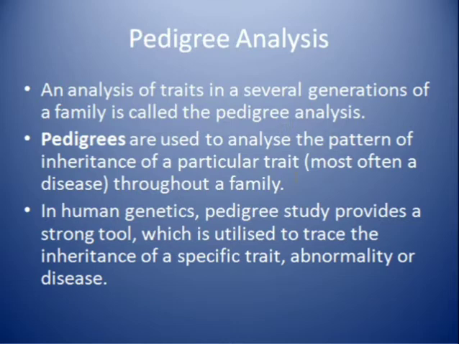So any trait, whether it is an abnormality or a disease which is inherited in a family for many generations, if we want to study that, we can use pedigrees. So in human genetics, pedigree study provides a strong tool which is utilized to trace the inheritance of a specific trait, abnormality or disease. In most cases, pedigrees are used to study genetic diseases, how these genetic diseases are transmitted or inherited from one generation to another.